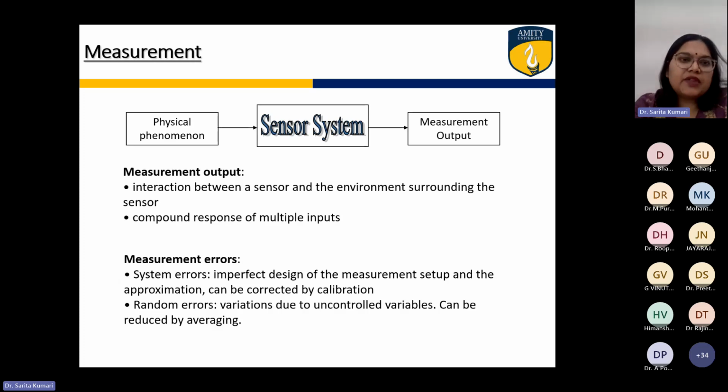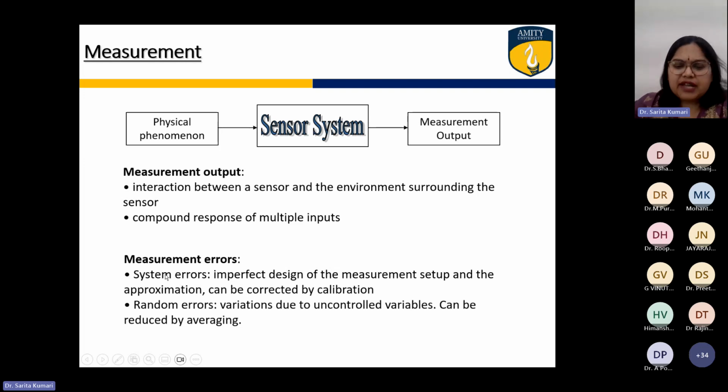So here we can see, if we are going to measure any parameters, these physical parameters or physical phenomena will be measured with the help of the sensor system, and then we get the output. This is the interaction between the sensor and the environment surrounding the sensor. The output is given with the help of sensor technology, and this is the physical phenomenon where we actually take the measurement.